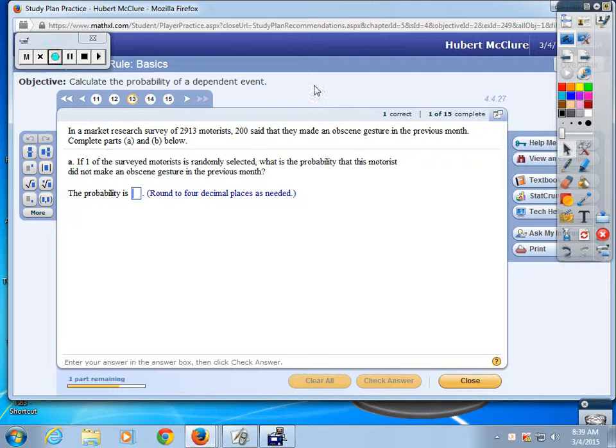In a market research survey of 2,913 motorists, 200 said that they made an obscene gesture in the previous month. Let's all guess what that obscene gesture was. Complete parts A and B. If one of the surveyed motorists is randomly selected, what is the probability that this motorist did not make an obscene gesture in the previous month? Try that one.